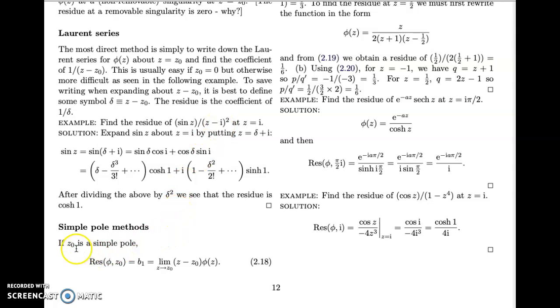Okay, so if z0 is a simple pole, then one way of finding b1 is simply to multiply phi(z) by z minus z0, and then take the limit as z goes to z0.